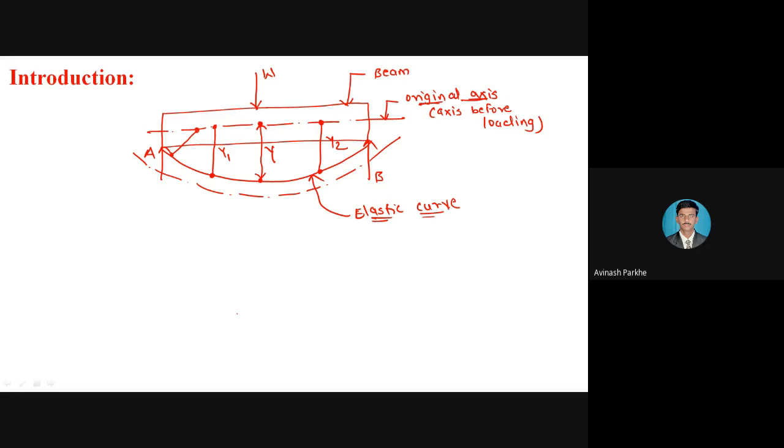So there is a perfect vertical distance between the original axis and the elastic curve. That vertical distance is called deflection. So deflection is maximum at the center. Then what about the support? At the support point, is the deflection maximum, minimum or zero? Zero. So please keep in mind, the deflection is always maximum at the center point and the deflection is zero at the support point, and that deflection can be represented.